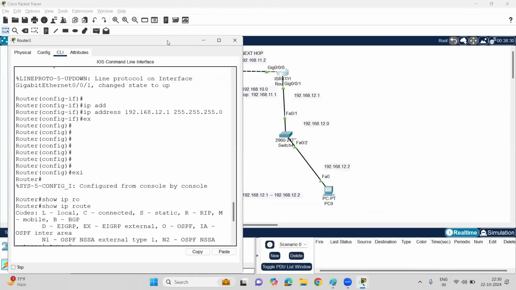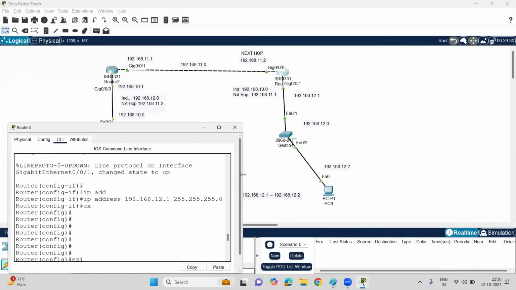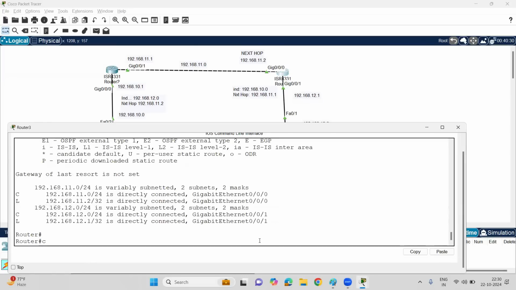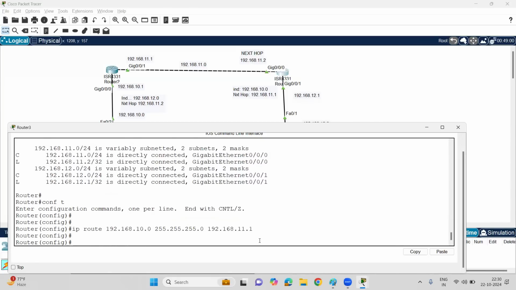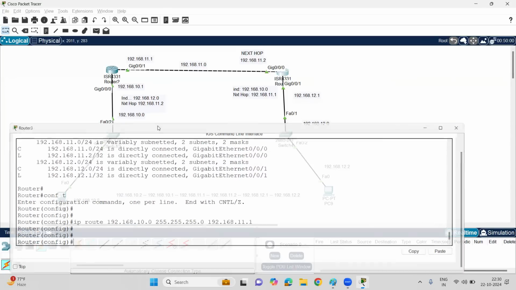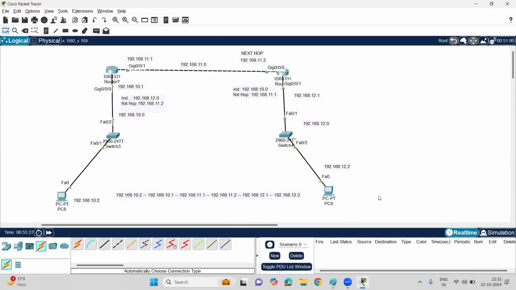Now let's go to this side also. Provide the details. Okay. Go to global configuration mode. IP route 192.168.10.0. Okay. The subnet mask is 255.255.255.0. The next hop is 192.168.11.1. Right or not? That's it. Now we have provided all the indirectly connected network information.